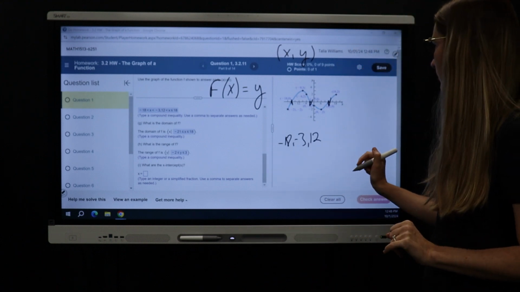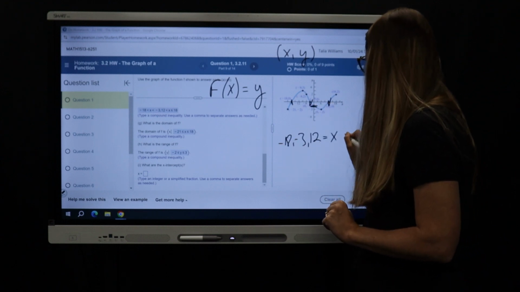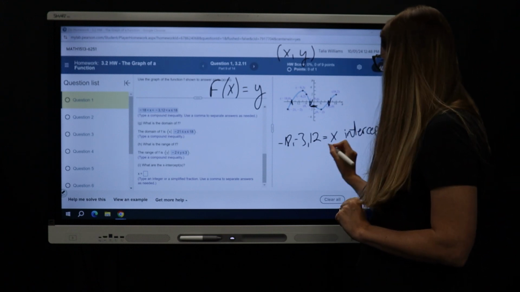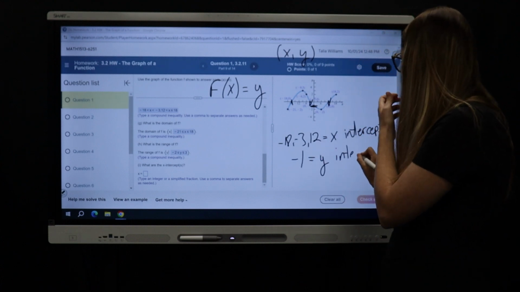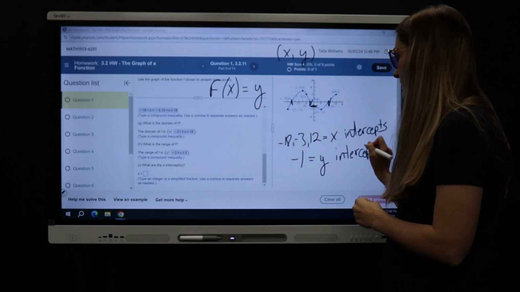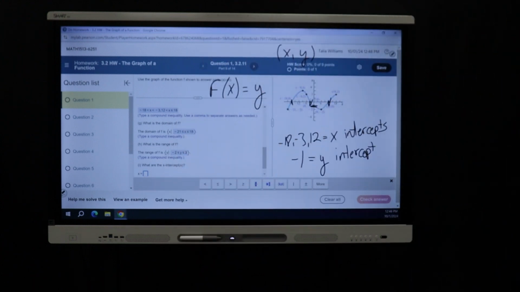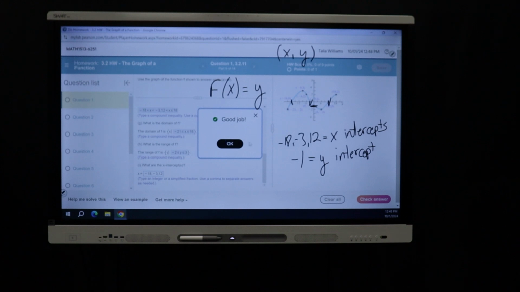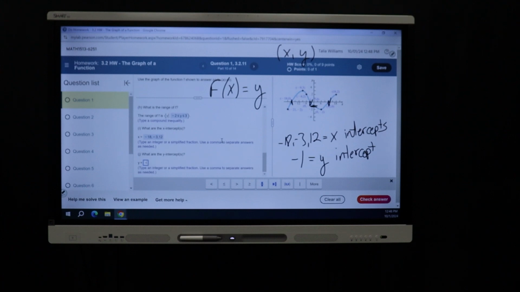And I bet the next question is going to be y-intercepts. So these are the x-intercepts, and negative 1 is our y-intercept. You're only going to have one y-intercept, because if you had more than one, you don't have a function. So negative 18, comma, negative 3, comma, 12. And they just say integer, it doesn't say ordered pairs, so that's why we didn't use parentheses. Our y-intercept right there is negative 1.